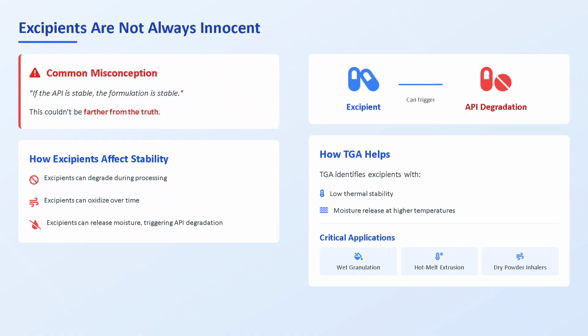For APIs, decomposition onset temperature is a critical parameter because it defines safe processing limits. High-temperature processes, such as those approaching 180 degrees Celsius, may pose stability risks. TGA also allows comparison of different solid forms, including polymorphs, salts, and hydrates, which may share identical chemistry but display very different thermal behaviors.